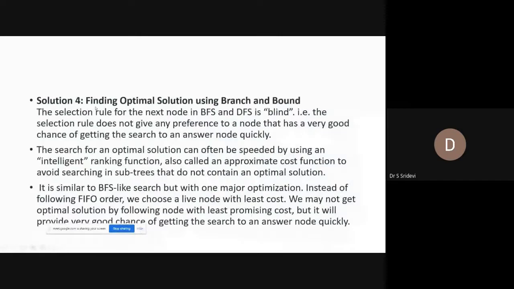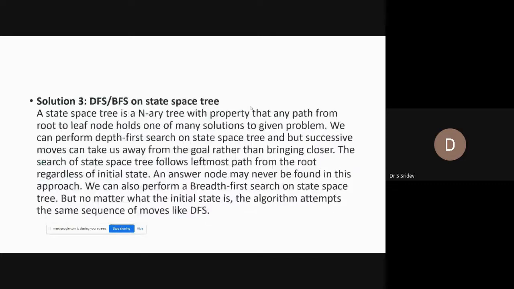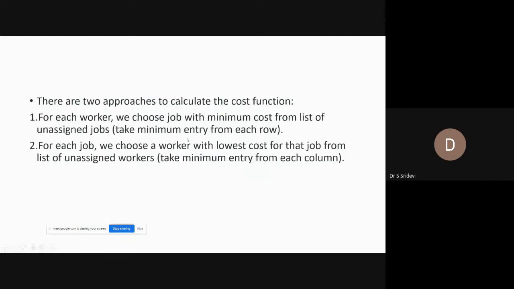And the fourth solution is finding the optimal solution using branch and bound. So this is present in our syllabus. So we are not discussing the first three solutions, like the brute force approach, the DFS or BFS approach, or one more approach, the Hungarian algorithm. We are interested only in the fourth solution alone. You just go through this point. I will straight away go to the topic.